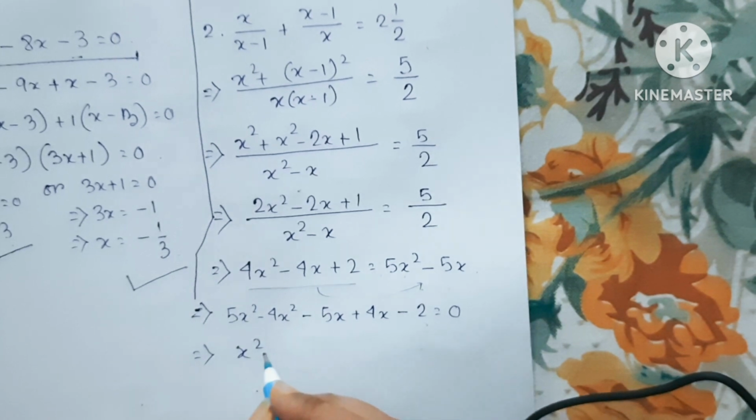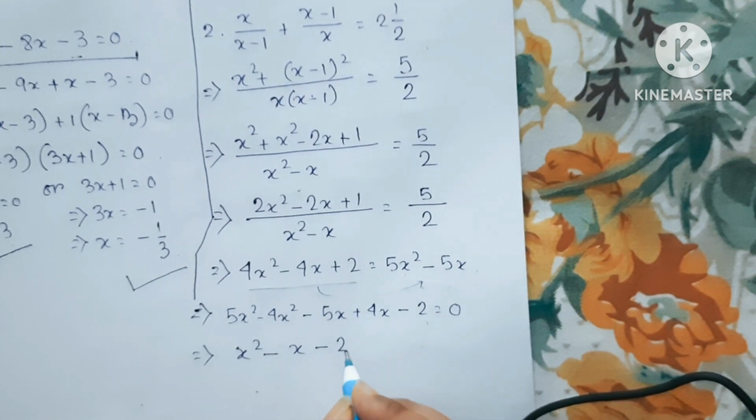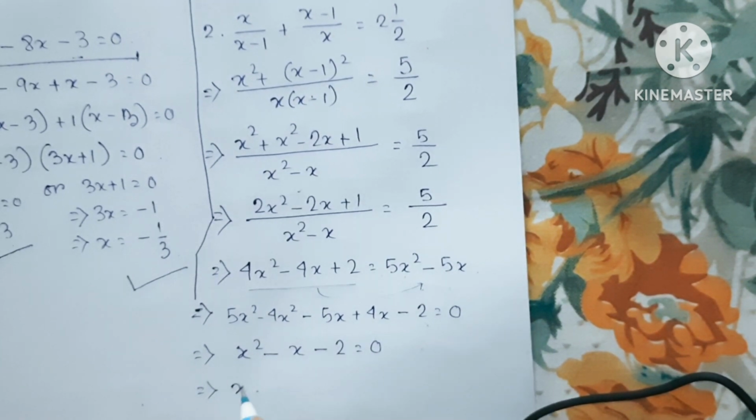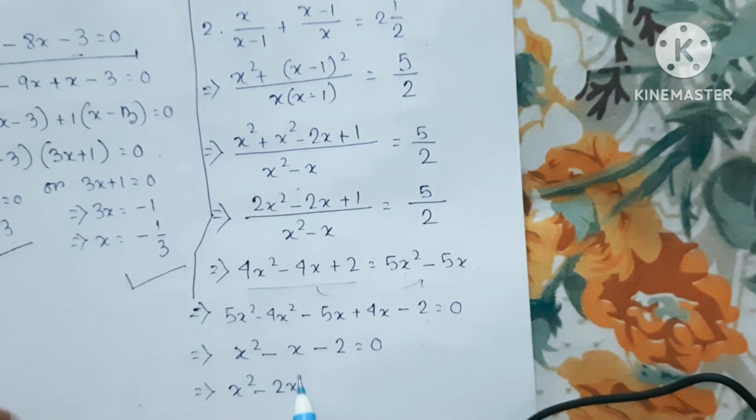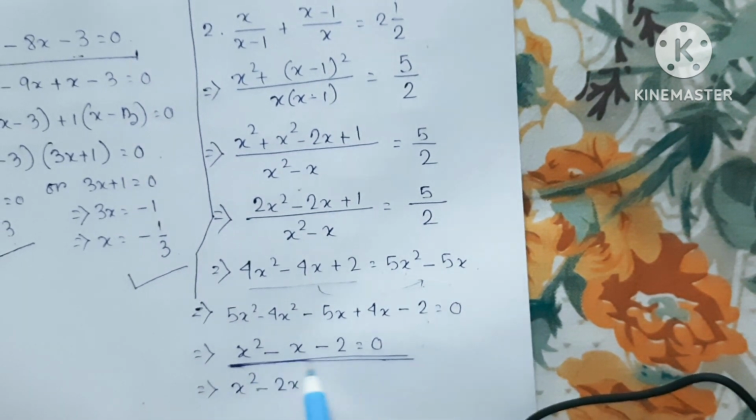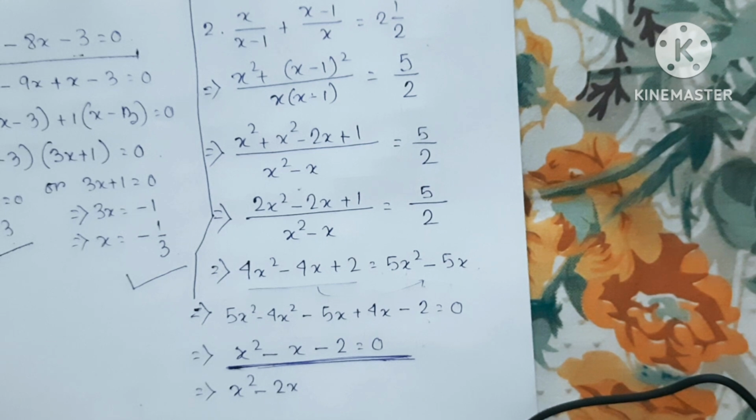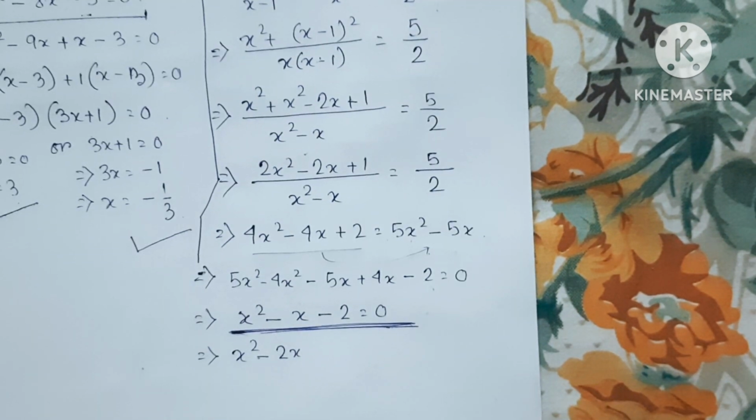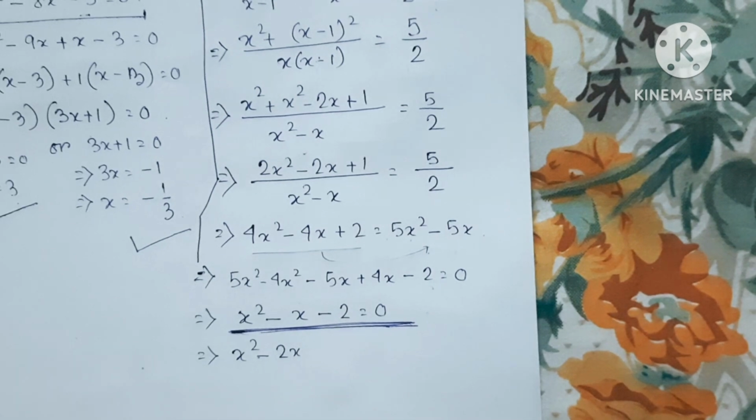So x square minus x minus 2 equal to 0. Now this is, see, this is in standard form. So we have done our step 1 and step 2. Now you have to factorize. That is our step 3.